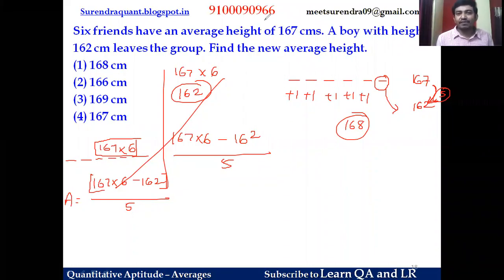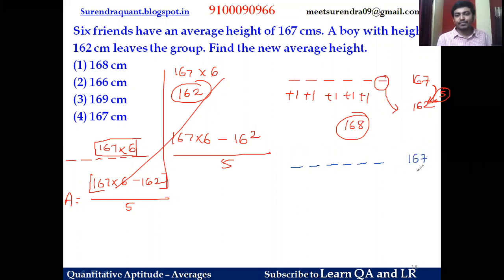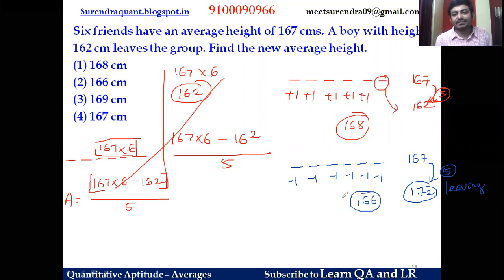For example, we'll make a small change to this. 1, 2, 3, 4, 5, 6 persons are there whose average height is 167. Now, if a person whose height is 172 is leaving, what is the new average of the remaining persons? Here, 5 extra is leaving. So this 5 is a decrement on average for each person. So we can say the new average is 166, right?